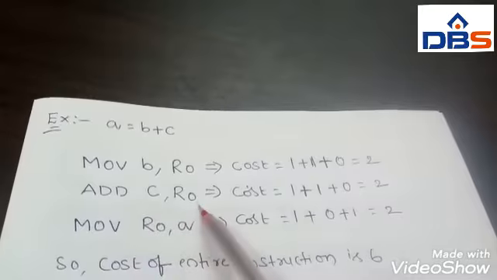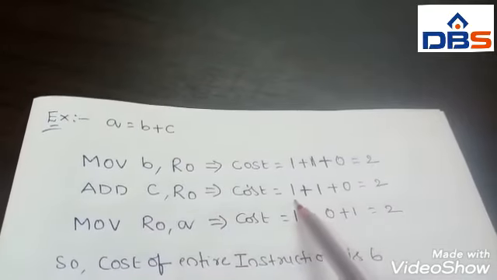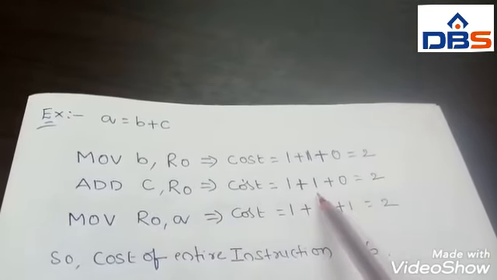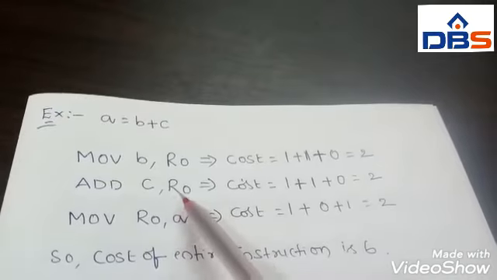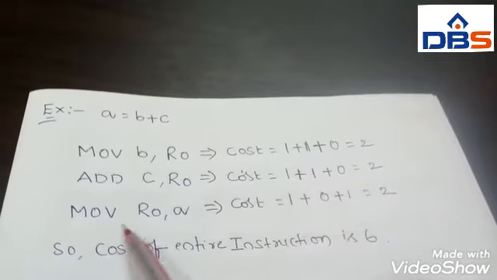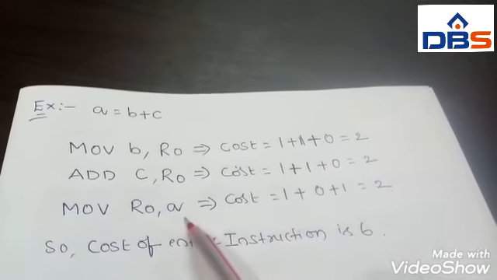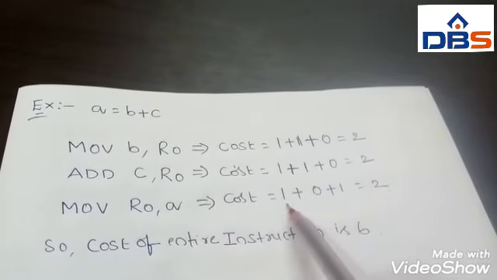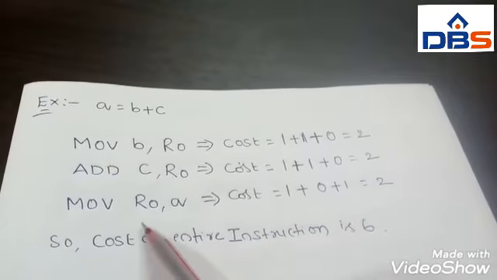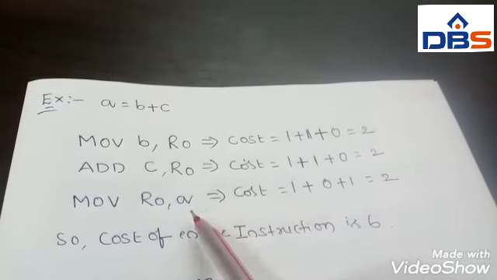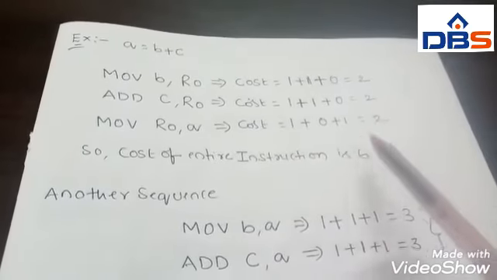Likewise, add C comma R0. Cost equals 1, in the formula only, plus the cost for C, which is a memory, 1, plus R0 is a register, so the address cost is 0. So it is 2. Next is move R0 comma A. R0 is a register, so the cost is 0, and A is again a memory, so the cost is 1. So 1 plus 0 plus 1 is 2. So the cost of the entire sequence is 2 plus 2 plus 2, that is 6.